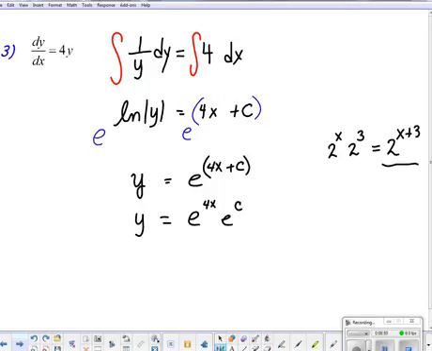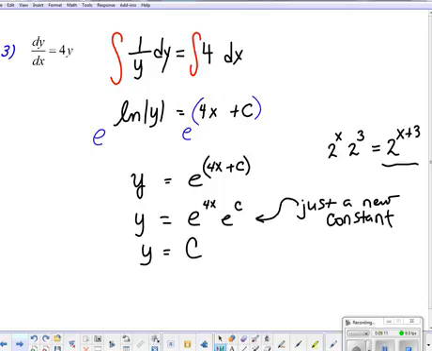And finally, I know that e raised to the c is really going to be just a new constant. E to the c, that's going to describe a new constant to us. So it'll have multiplication, so I'm just going to throw c in the front. C times e to the 4x. Take a look at that and just kind of study that for a bit.